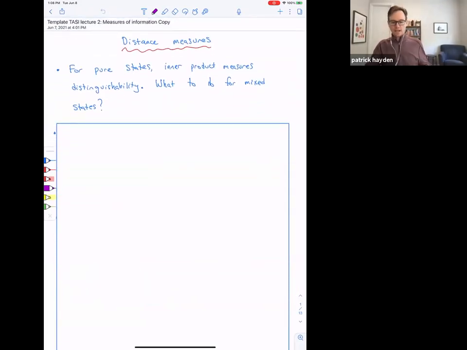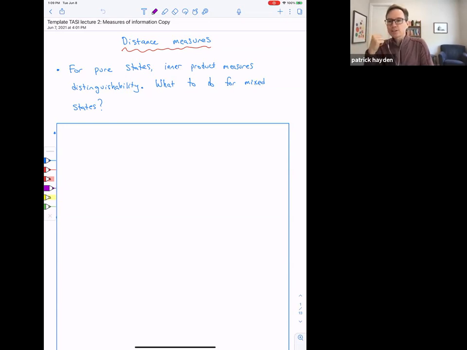So now, the original copy of this lecture was going to be entropy, but given that we went a little bit more slowly yesterday than I had anticipated, I've revised the title to be the more general topic of measures of information. And we're going to start off with distance measures, in particular distance measures for mixed states, and then we'll move on to entropy and its properties and things you can do with it.